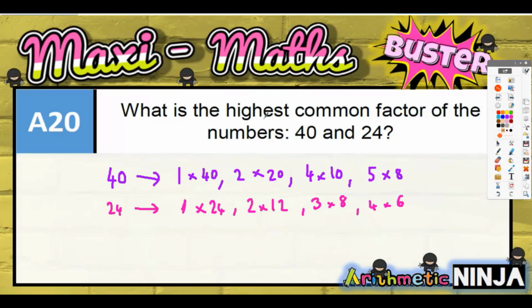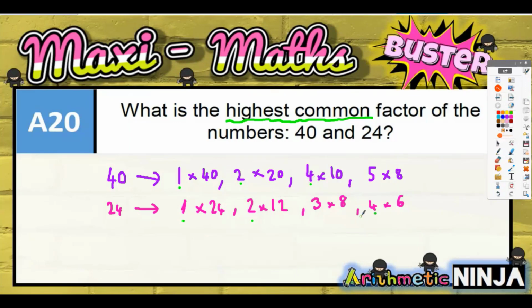Now we just need to look for the highest one that's in both lists. Common factor means it's got to be in both lists. So 1's in both lists, but is there a higher one? 2's in both lists, but is there a higher one? 3's not in both lists. 4's in both lists, but is there a higher one?